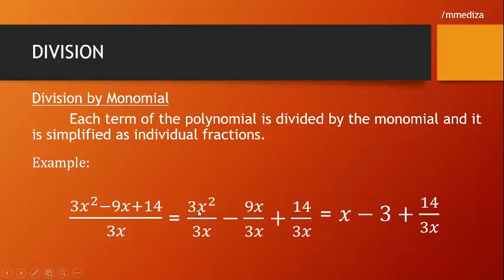So simplifying this, we have x, since 3x squared over 3x, we will cancel out the 3x, so that will result to x. 9x over 3x will be 3, and 14 over 3x we cannot simplify further, so 14 over 3x still. So the simplified form of this polynomial will be x minus 3 plus 14 over 3x.